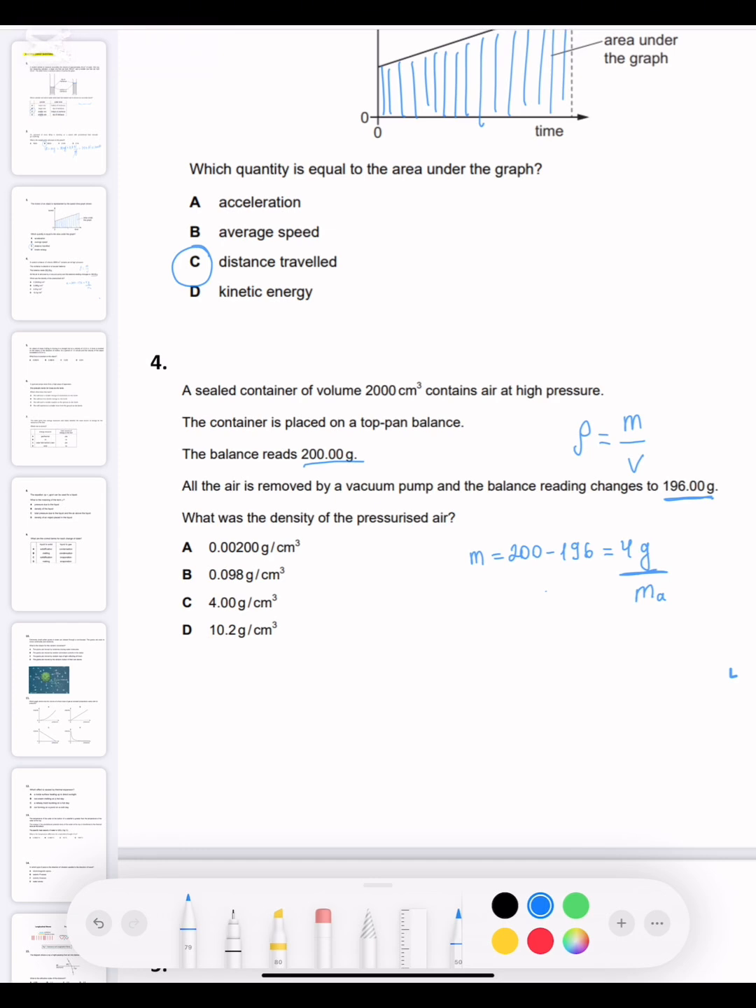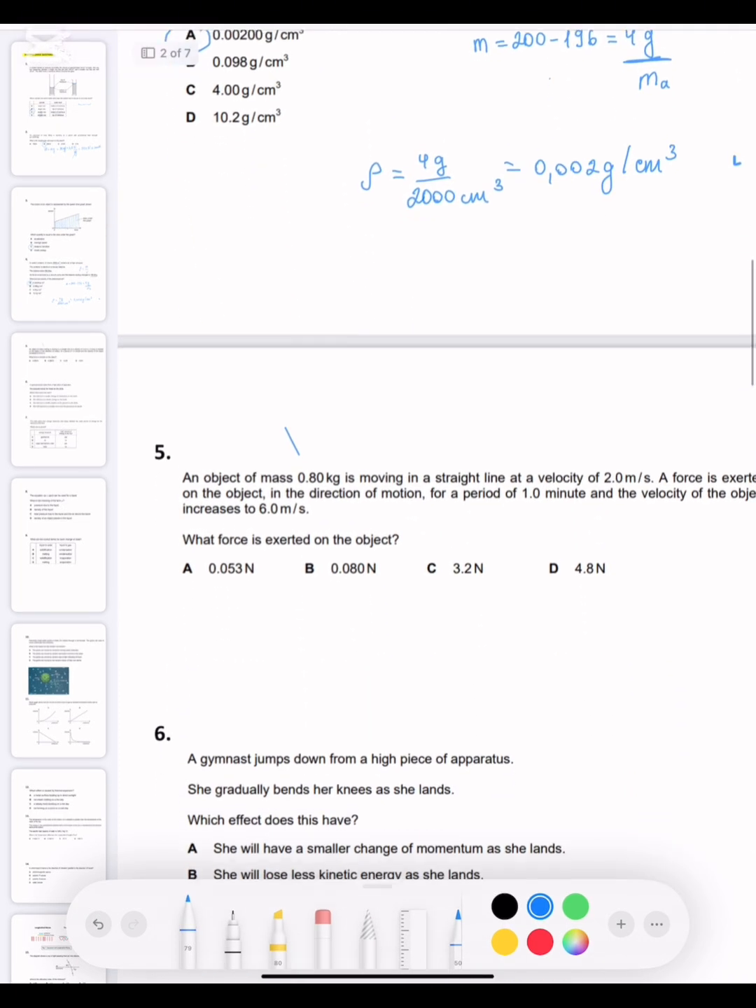And the volume of the air is given 2000 cubic centimeter. Now we can calculate density. Density is equal to 4 grams divided by 2000 centimeters cube, which is equal to 0.002 gram per centimeters cube. So the answer is A.